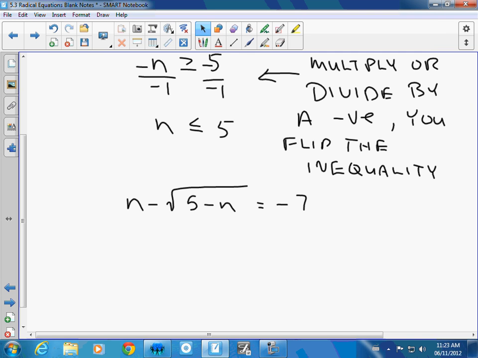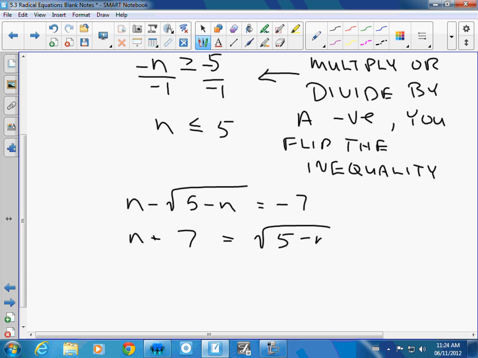Move the radical to the other side and move the 7 to this side. Does that make sense? You sometimes do that in math, right? You move things around opposite to what you think, just so you end up with positives. So in this case, I would move the radical to the right side and move the negative 7 to the left. Basically what happens to the signs, they just switch. Okay, so n plus 7 equals, what's on this side? 5 minus n. Is that correct? Yeah, it actually worked out really nice in this case.